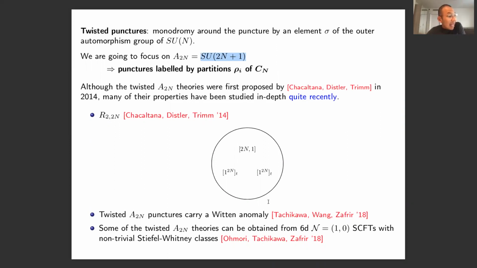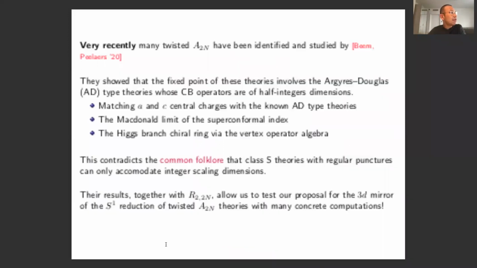Now, in 2018, it was shown by Tachikawa, Wang, and Safria that if you look at the global symmetry associated with this, it carries a Witten anomaly. So this is quite a very interesting feature, and it's quite recent, as you can see. And even more, Omori, Tachikawa, and Safria, back in 2018 again, showed that some of the twisted A2N theory can even be obtained from the 6d (1,0) theory with a non-trivial Stiefel-Whitney class, okay? So this is quite interesting.